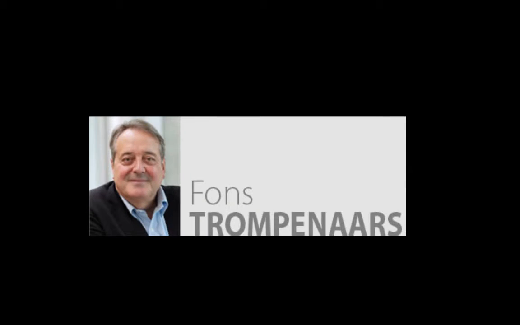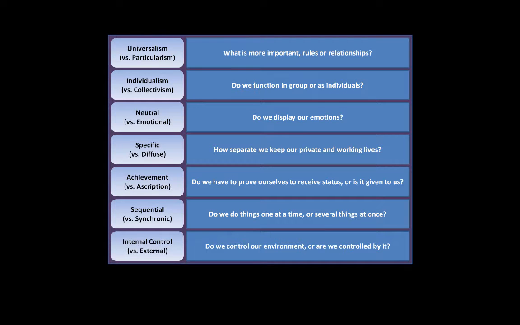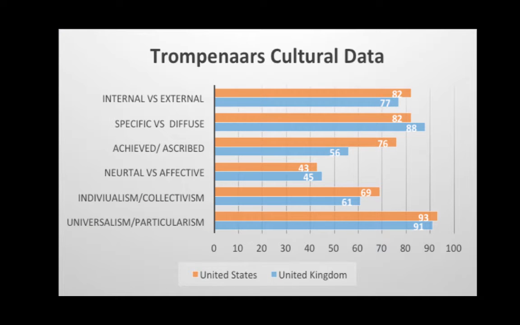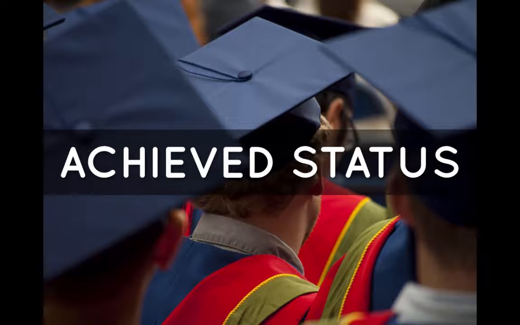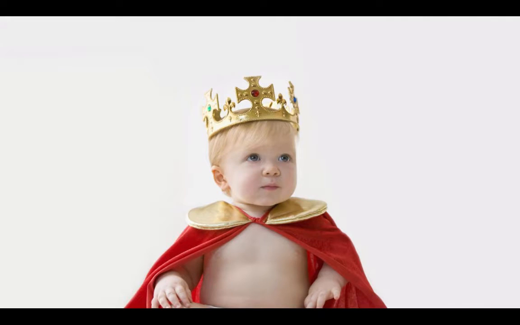In Trompenaars' 7 dimensions of culture, the UK and the US are very similar across the board. They are both high on particularism, individualism, specific, internal, and they are around 44 on the neutral scale. The only difference is achievement and ascription. The US is a very high achievement culture, and the UK is more of an ascribed culture.